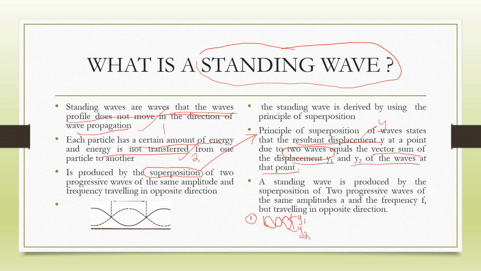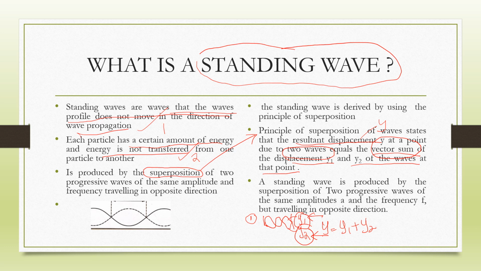So according to the principle of superposition, the resultant displacement y equals y1 plus y2, and it's a vector sum. Okay, it's a vector sum. So this is what the principle of superposition says. All right. Now, to produce a standing wave, y1 is a progressive wave, y2 is also a progressive wave. So when these two waves superpose, what will happen? It will form a standing wave.